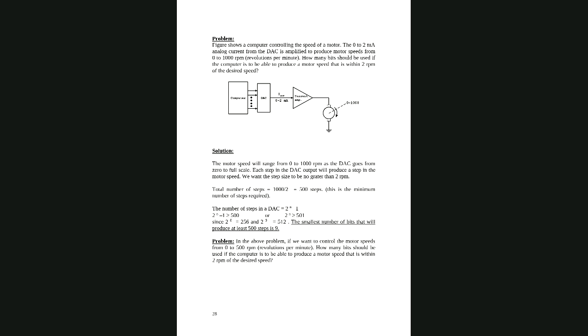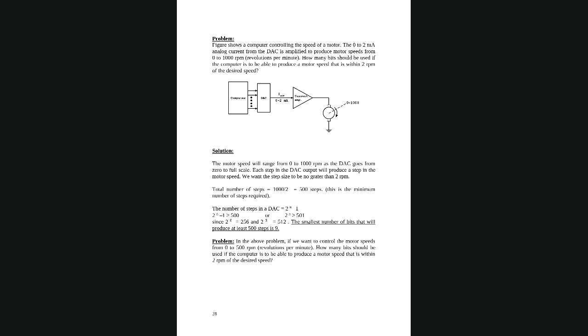For 500 steps, how many bits do we need? We know that 2 bits give up to 4, 3 bits give 8, 4 bits 16, 5 bits 32, 6 bits 64, 7 bits 128, and 8 bits give us 256. Up to 9 bits, it gives us 512 steps. So our digital system should have a total of 9 bits, which gives a minimum of 500 steps.